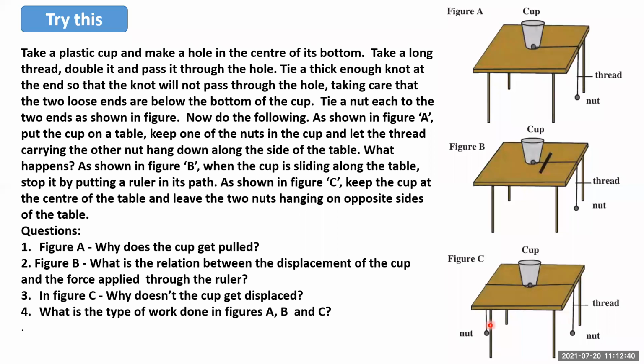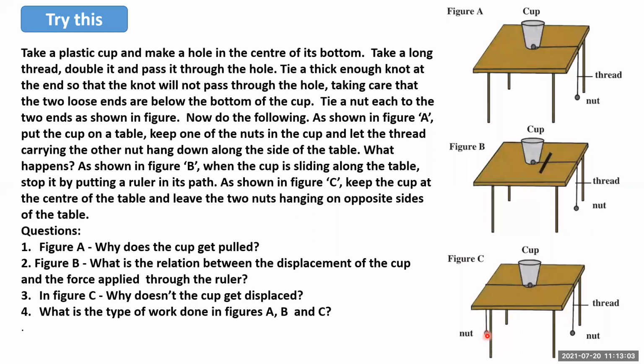What is the type of work in A, B, and C? In the first example, there is a force downward and the displacement is sidewise. So there is a 90-degree angle, and we can say that no work is done there.